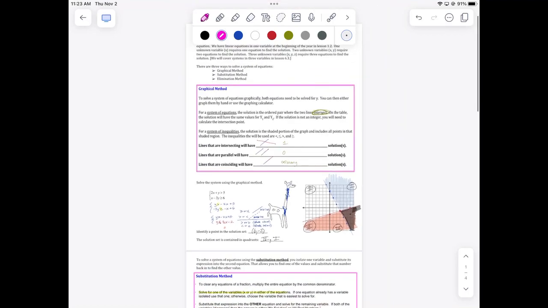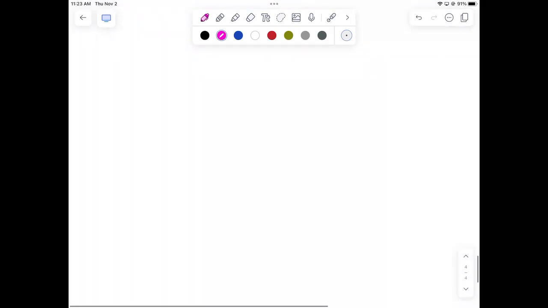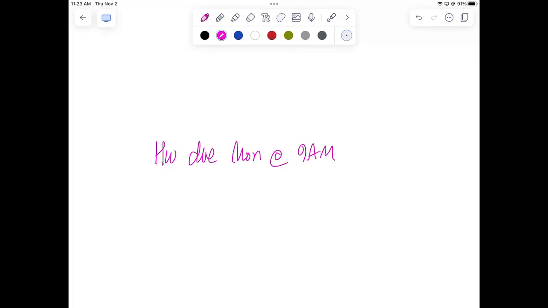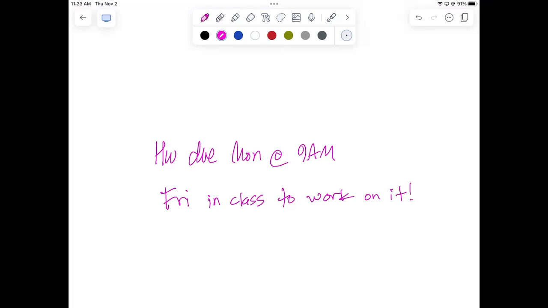Any questions? The homework is not due tomorrow. So here's what's happening. The homework is due Monday at 9 a.m. So you have all of Friday in class to work on it. Does that make sense? Is that good? So I'll be around tomorrow if you have any questions while you're working on it.